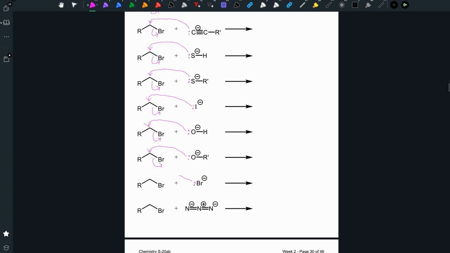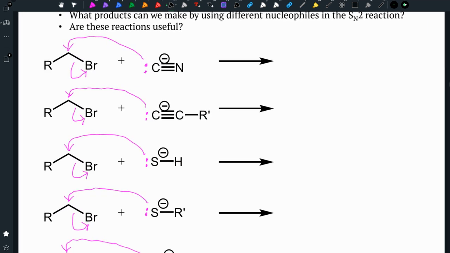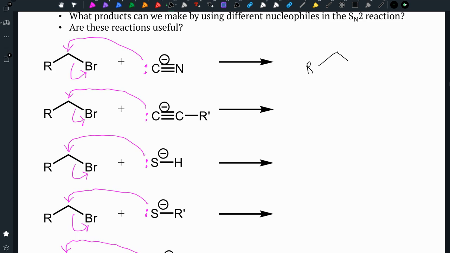So in each case, the curved arrows look the same. And when we think about our products, in the first case, what I have is a nitrile. So I can turn an alkyl halide into a nitrile. In the second case, I make an alkyne. Now, one thing to note about both of these, first of all, a few things.